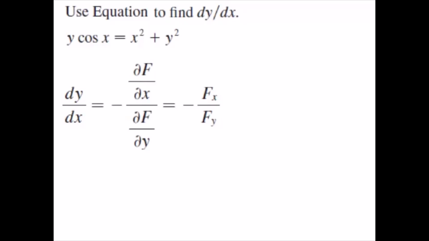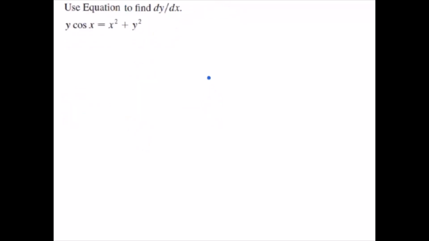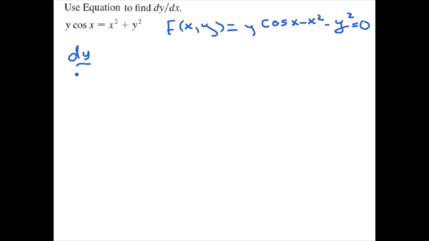Let me make myself some more room to write. Let's let f of x y be set equal to y cosine of x minus x squared minus y squared, which we know equals 0, just from our definition. From our equation, we have dy over dx equal to negative fx over fy.